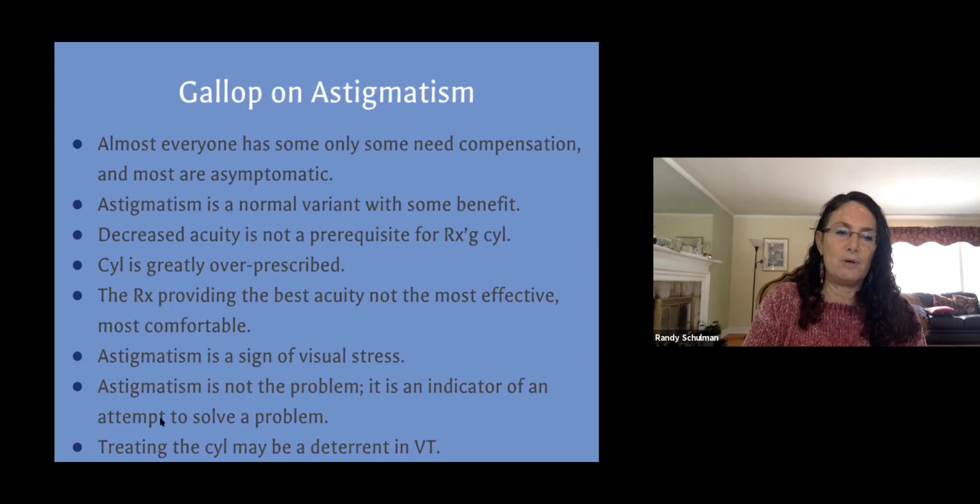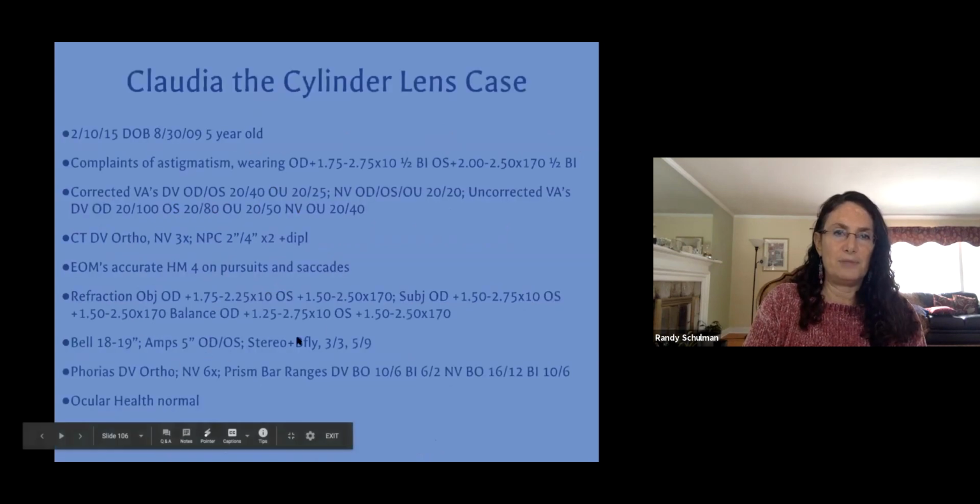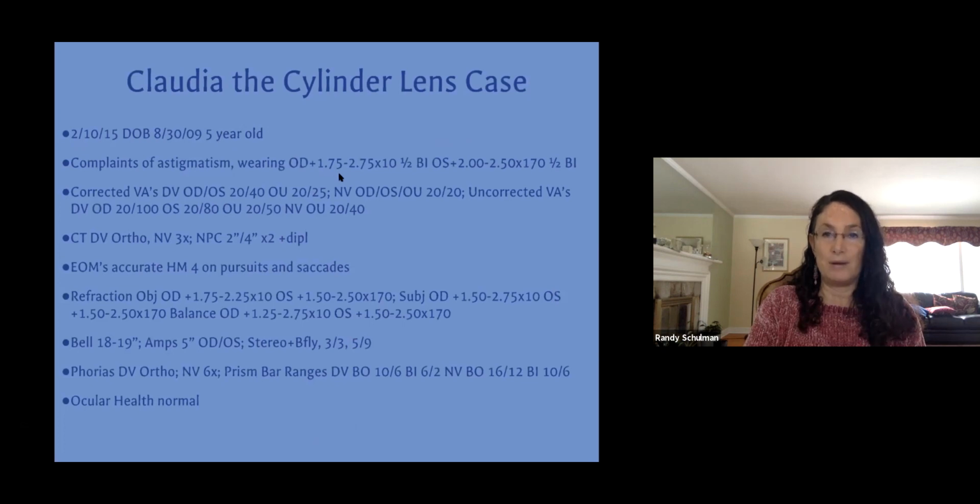I'm going to go over that case that I was telling you about, the cylinder case. So this was a 5-year-old coming in wearing cylinder, a combination of plus 1.75 minus 2.75 in the right and plus 2 and minus 2.50 in the left. Not great acuity anyway, although uncorrected, it was much worse.